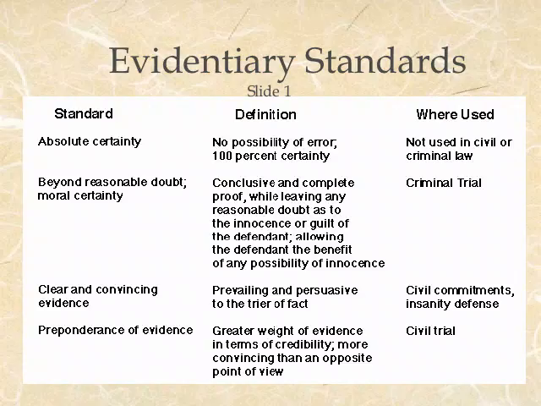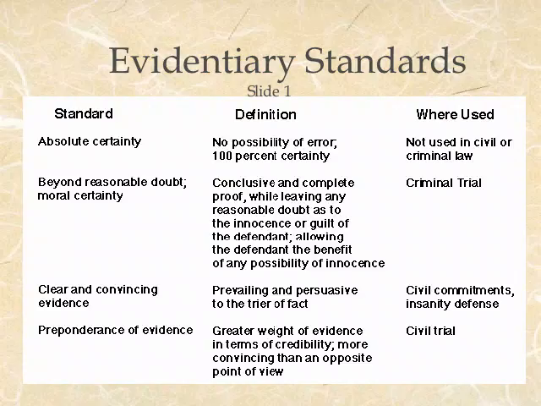This slide shows evidentiary standards. So let's go through these. Absolute certainty. Definition: no possibility of error. You're absolutely sure the person committed the crime. Where is it used? It's not used in the United States in civil or criminal matters.